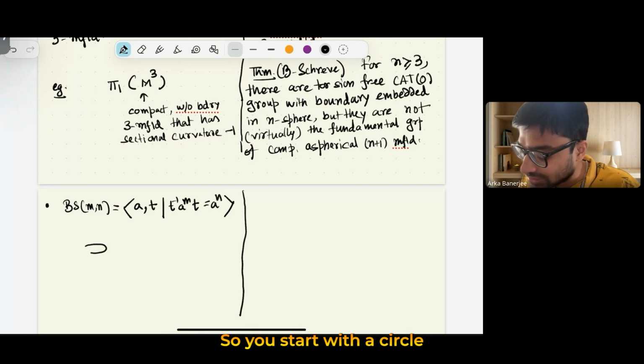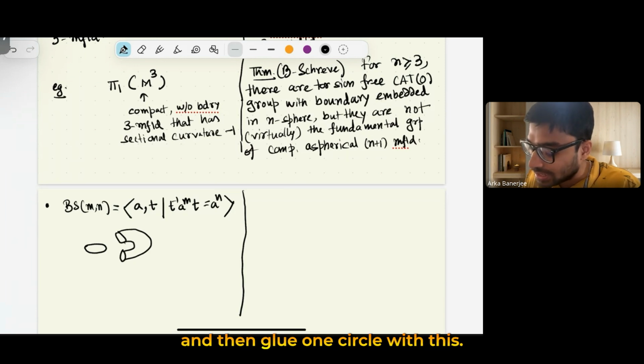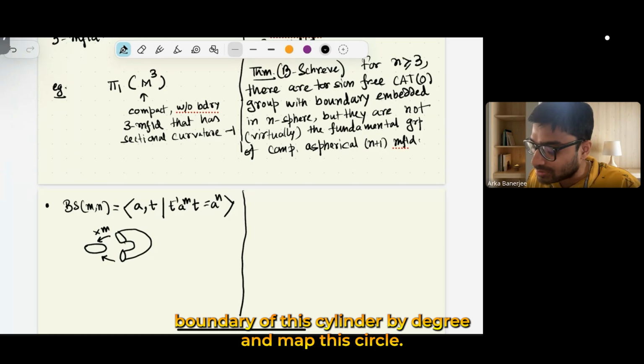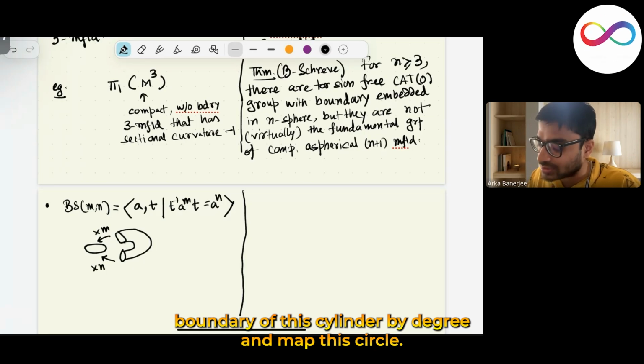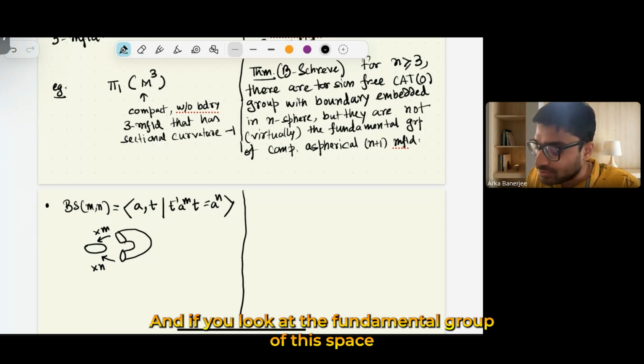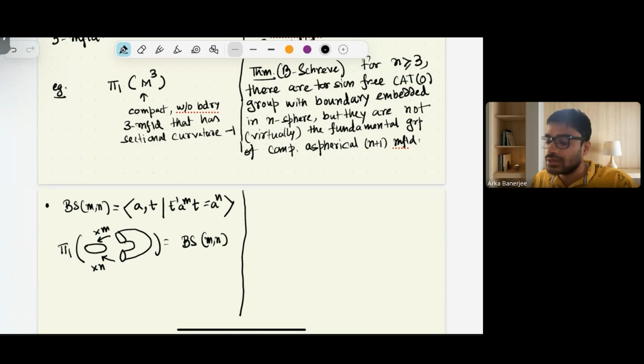You start with a circle and take another cylinder, circle cross I, and then glue one boundary circle to the first circle by a degree m map, and then glue the other boundary of the cylinder to the circle by a degree n map. That gives you a space. And if you look at the fundamental group of this space, that turns out to be the Baumslag-Solitar group.